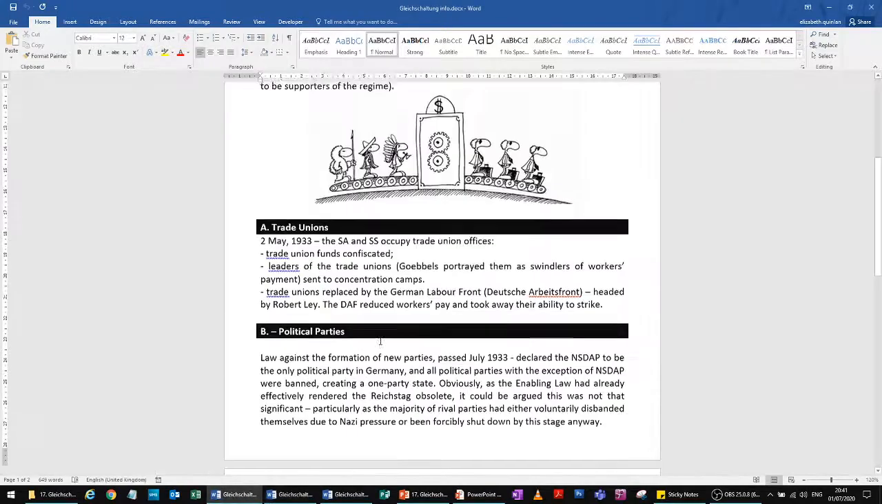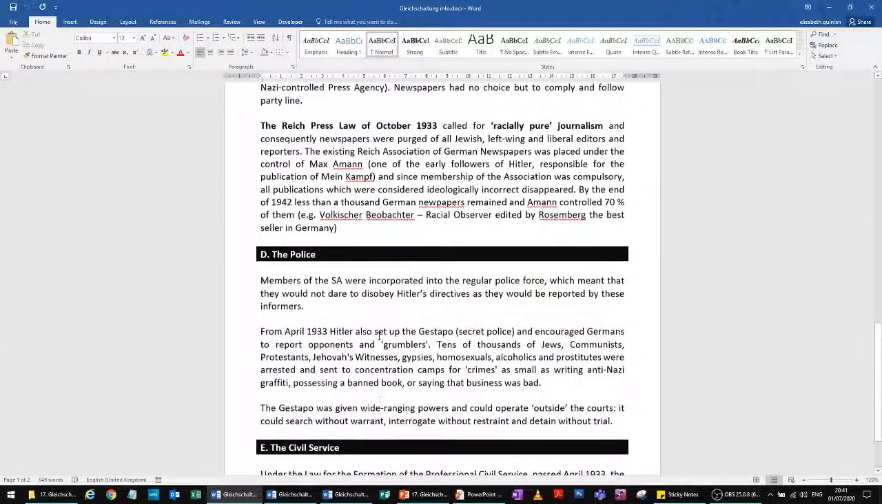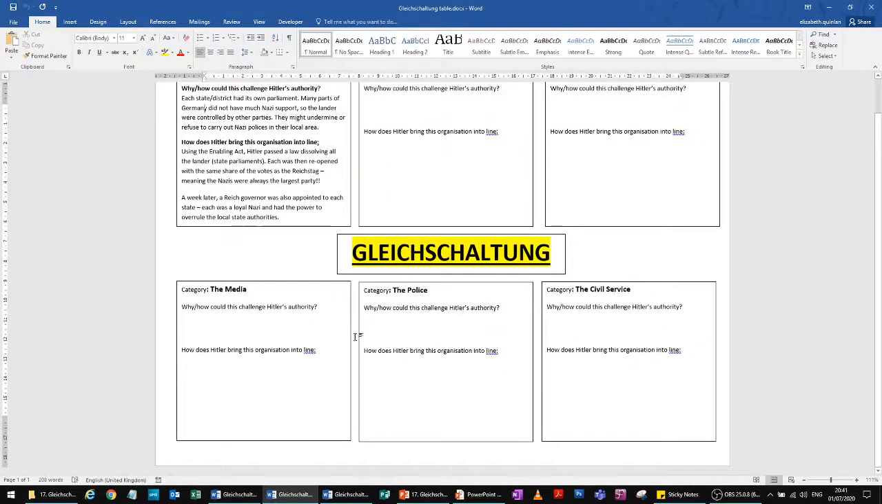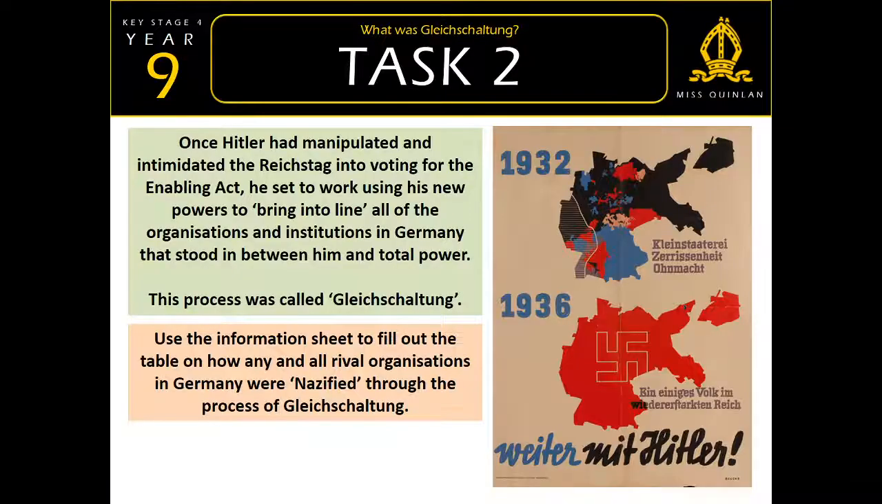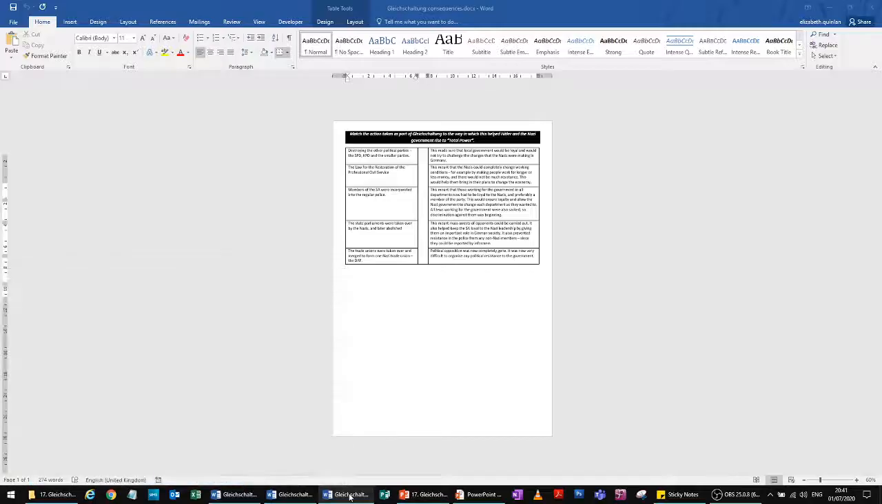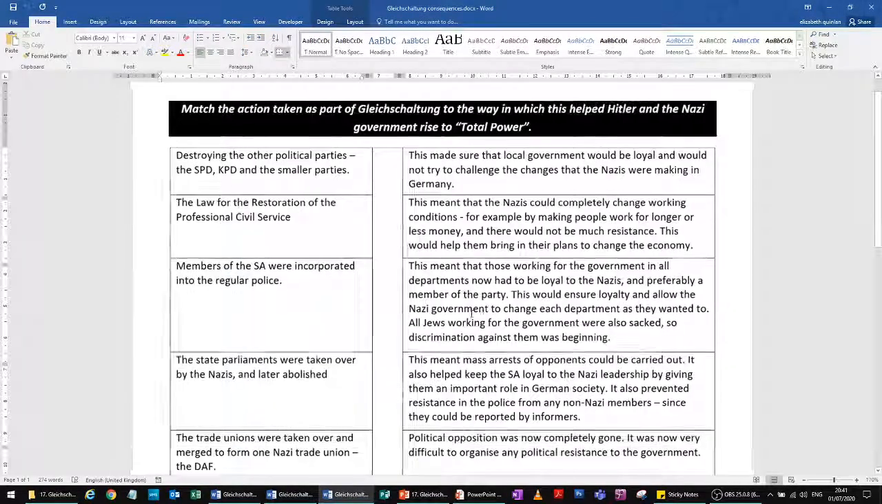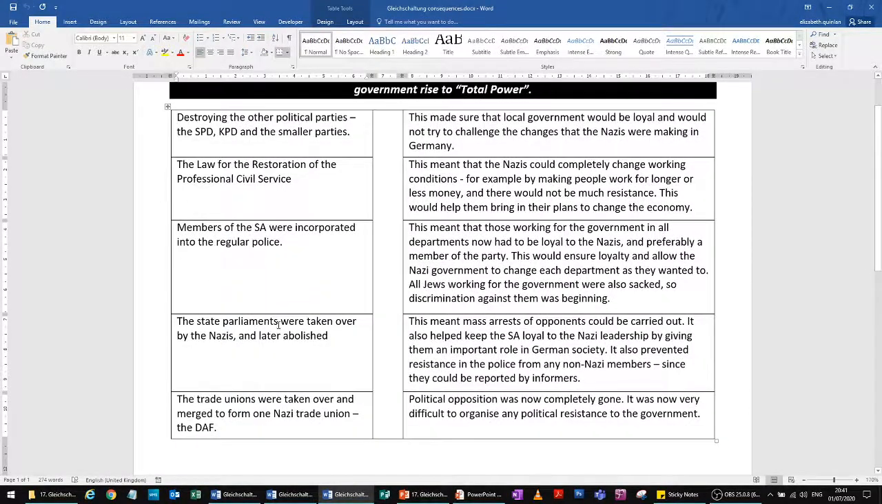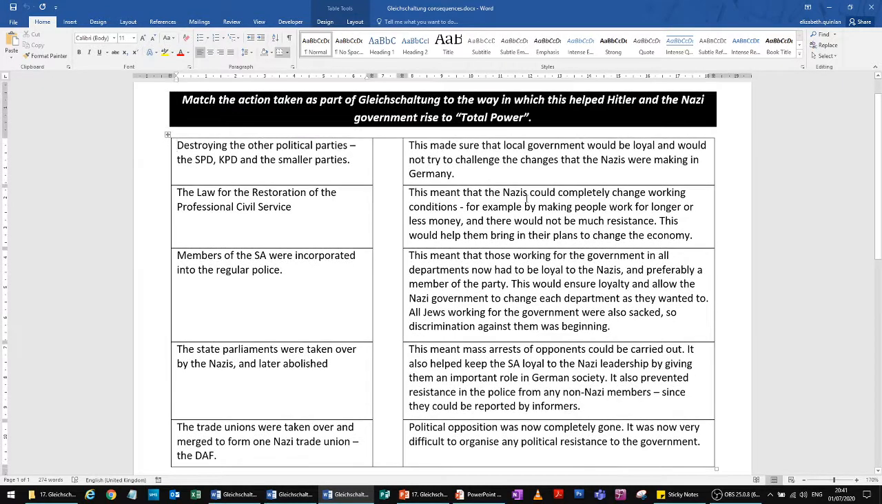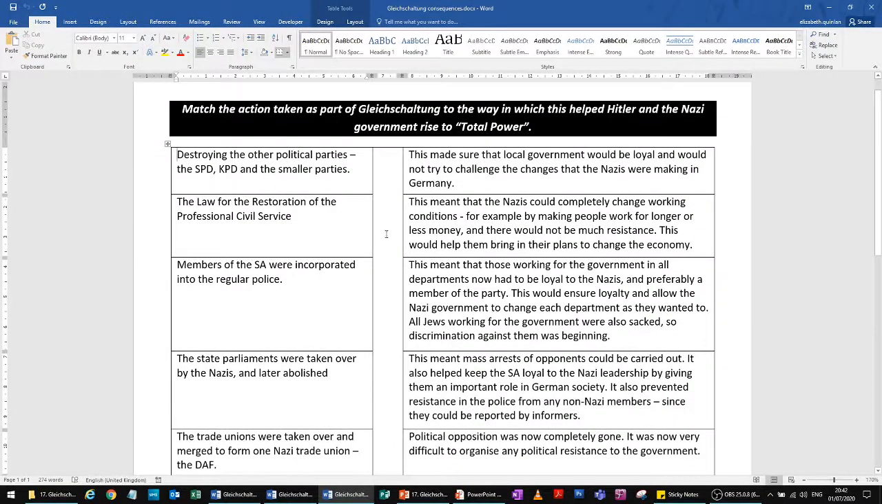So what I'd suggest you do is carefully read the information, because that will help you realise who is who as well. When you've done that big table, your next job is to look at the consequences of what he's done. On the left hand, you've got the various measures he took. On the right hand, you've got how it helps Hitler. It helps you to explain why each of those measures was necessary, and all you've got to do is draw lines.